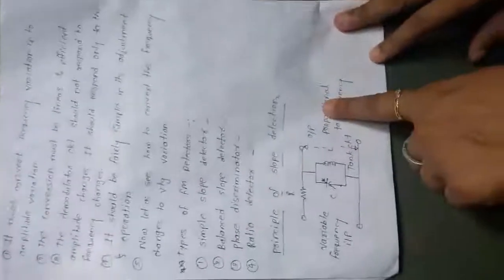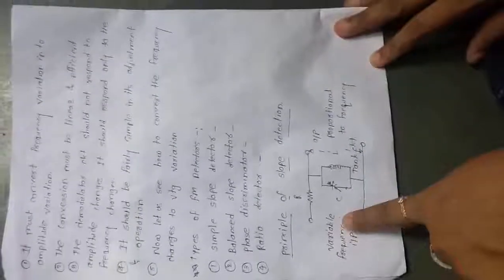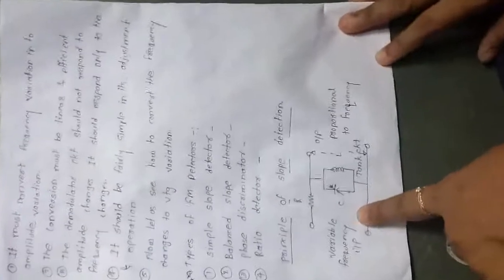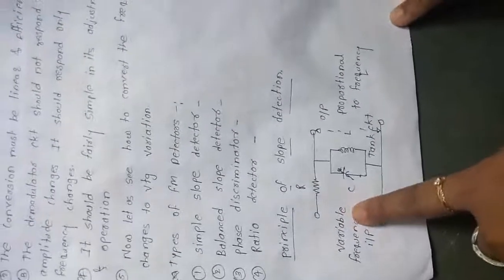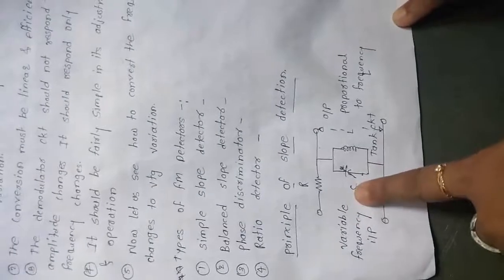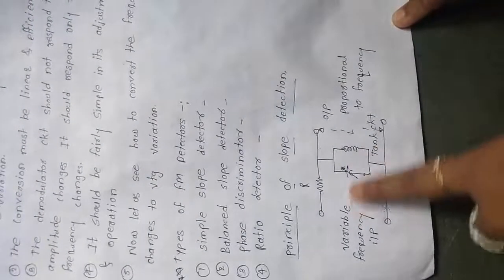Here I have represented one tank circuit related to the slope detector. For that tank circuit, I have given a variable frequency input. Which parameter is varying here? The frequency parameter is varying. In short, here I am going to apply the FM signal to that tank circuit, and the tank circuit will give me an output proportional to the frequency.